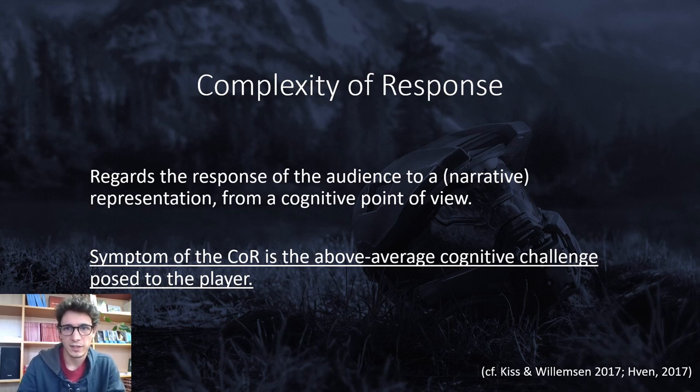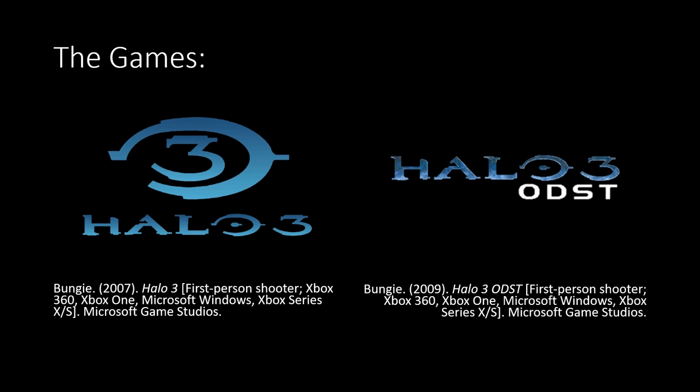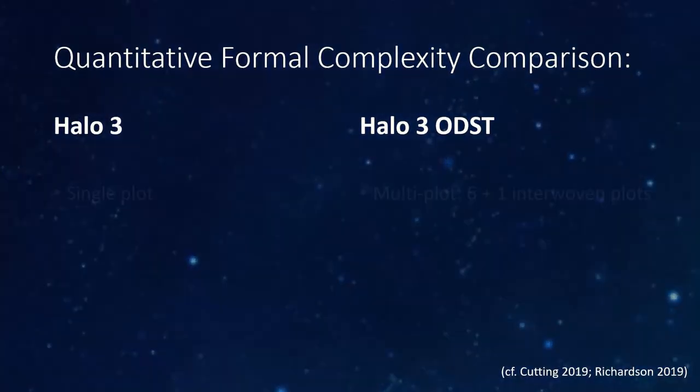Indeed, I took as a case study specifically two games. One is Halo 3, a very famous and popular video game, and one is Halo 3 ODST, much less famous and also less popular. I will not touch here upon the reasons why I chose these two, but I expand on them in the paper. And what I did with them is, at first, I compared their formal complexity to see if I could find differences. And to do so, I relied on the technique of close reading.